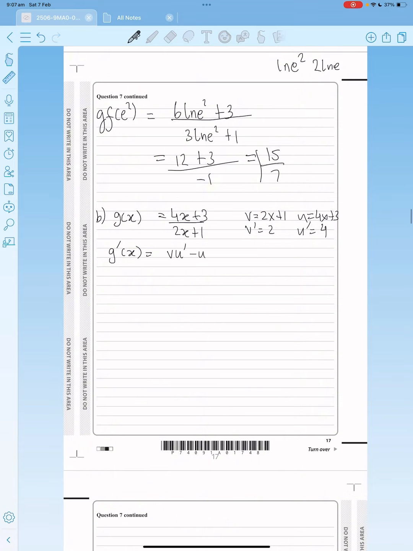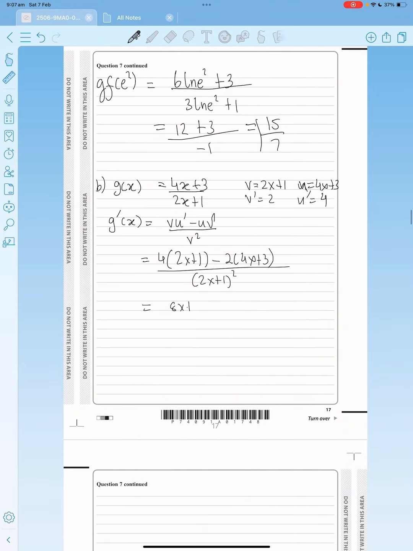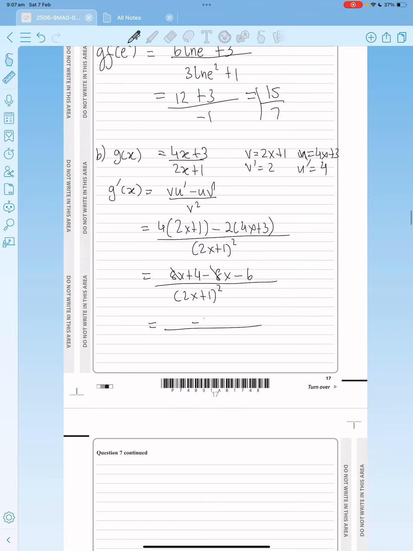We know that it's v u dash minus u v dash over v squared. So it's going to be 4 times 2x plus 1 minus 2 times 4x plus 3 all over 2x plus 1 squared. This would work out to be 8x plus 4 minus 8x minus 6. These cancel out, divided by 2x plus 1 squared. And therefore, I'm left with minus 2 over 2x plus 1 squared for my g dash of x.